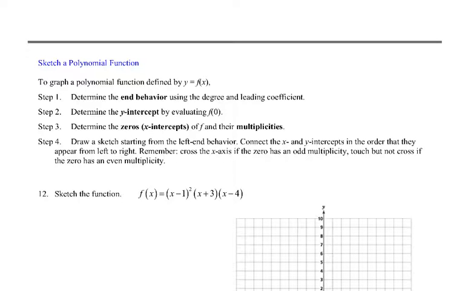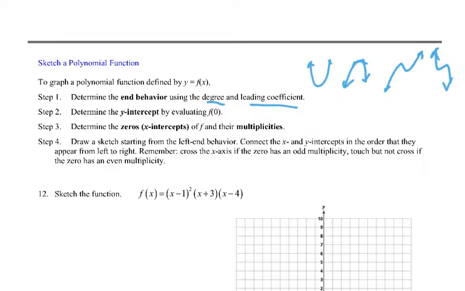So we're going to graph polynomial functions defined by y equals f of x. The first step is to determine the end behavior using the degree and the leading coefficient, because you want to have an idea of what it looks like. Is it going to look like this? It's going to look like this. Is it going to look like this? And remember, there could be bumps in between. Is it going to look like this? Okay, that gives us an idea.